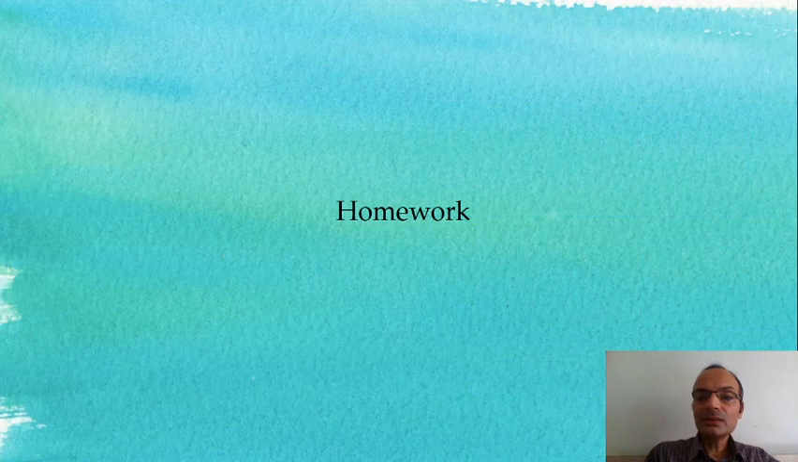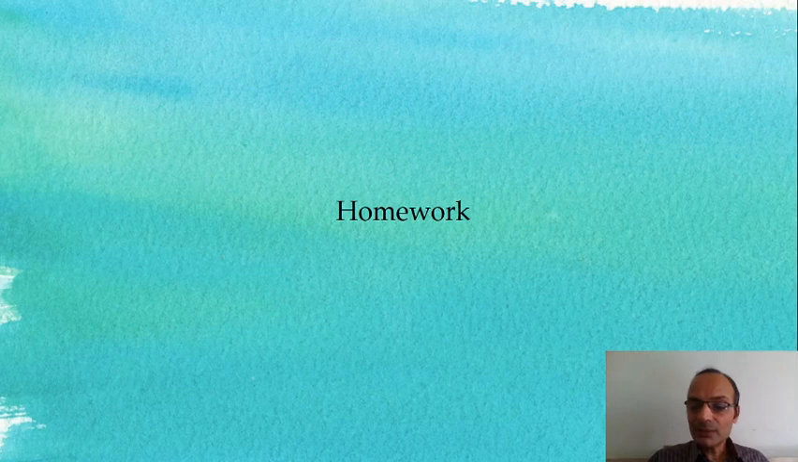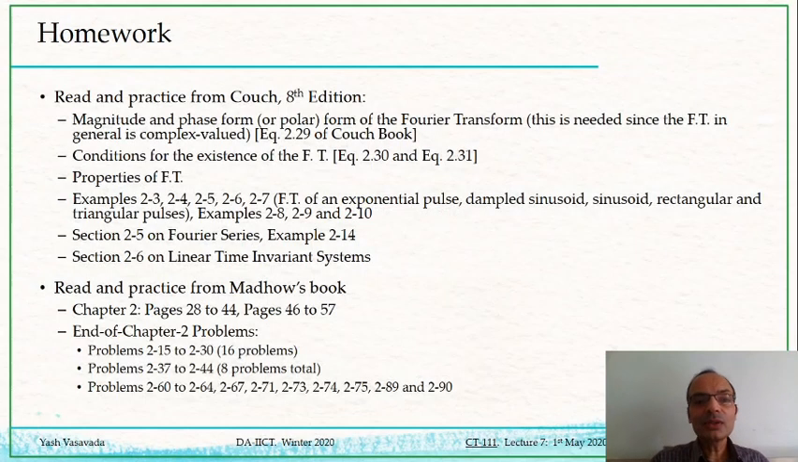And with that, we conclude this topic of Fourier transformation. This is your homework from the 8th edition of Couch's book. You look at all of these items that I have identified. Especially look at these properties of Fourier transformation. Work out these examples 2.3 all the way up to 2-10. Also look at example 2-14, and then go over section 2-6.